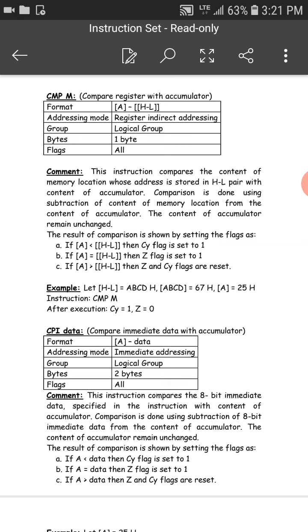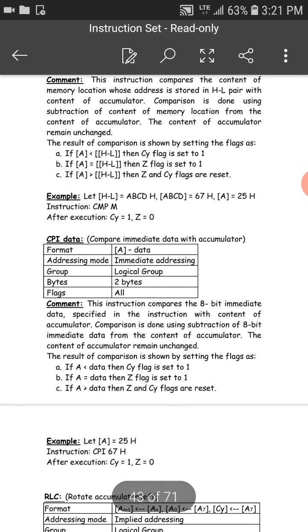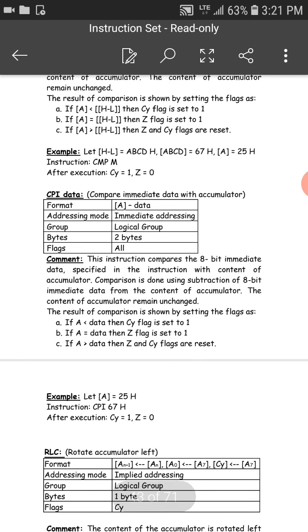So this instruction compares the content of the memory location whose address is stored in the HL pair with the content of the accumulator, and the comparison is done by subtracting the content of the memory location from the content of the accumulator. So the content of the accumulator remains unchanged. See here, the result of the comparison is shown by the following flags.